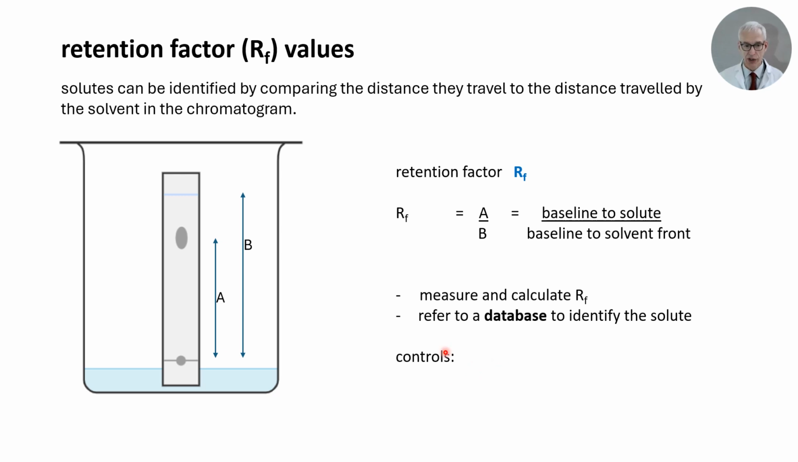Okay, so we're interested in the distance traveled by the solute. So that's going to be affected by temperature. So we need to control the temperature, make sure it's the same as in the database. We need the same solvent, and we need the same stationary phase, be it paper or TLC plate, an exact same composition. So those things need to be controlled so that we can refer to the database value and conclude on the identity of the solute.